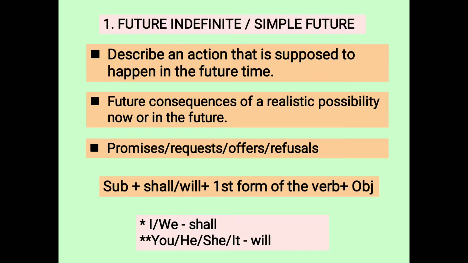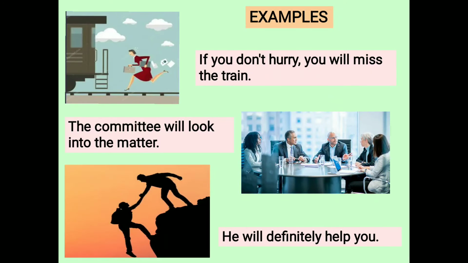Now let us see for ourselves a few examples where we are using simple future or future indefinite. The first situation is, if you don't hurry you will miss the train. So yes, if you are not quick enough, there is a possibility of your missing the train. So this is also a conditional sentence using if. You remember, if there is a possibility of the consequence, then we can use simple future or future indefinite.